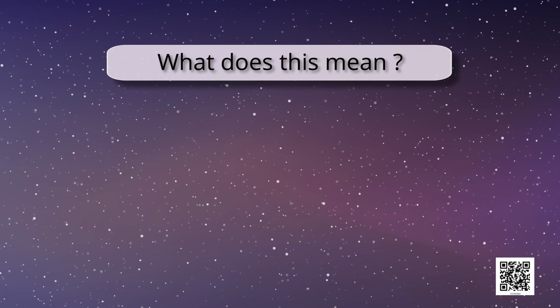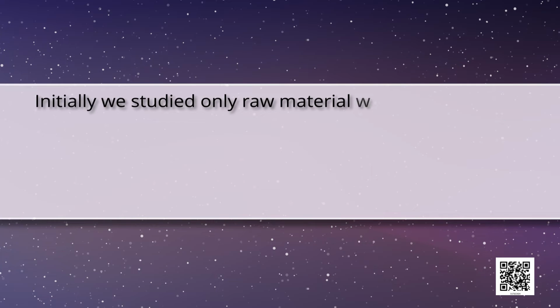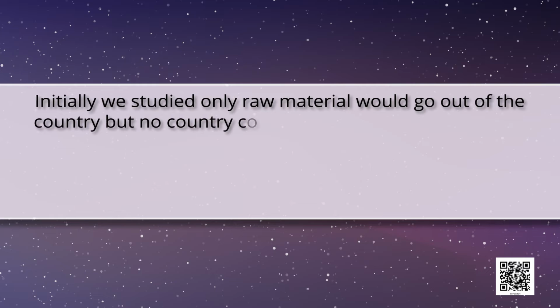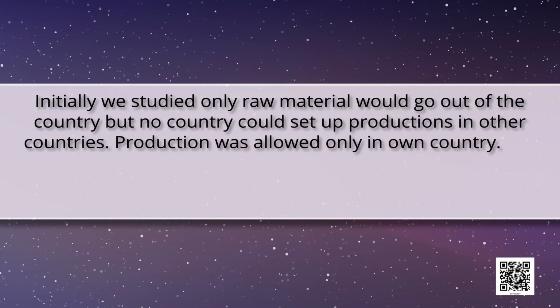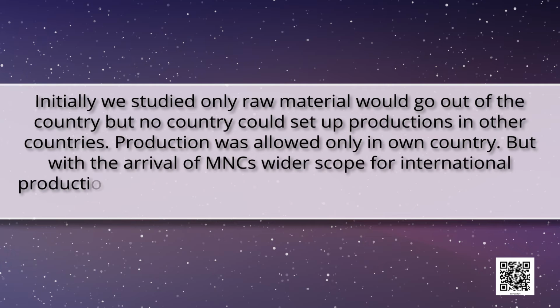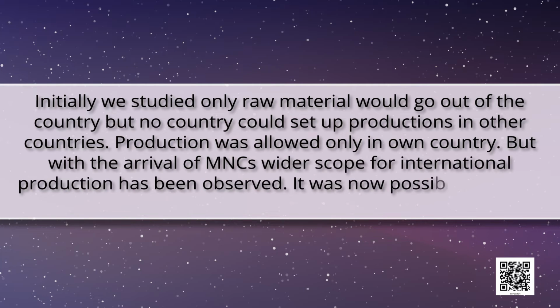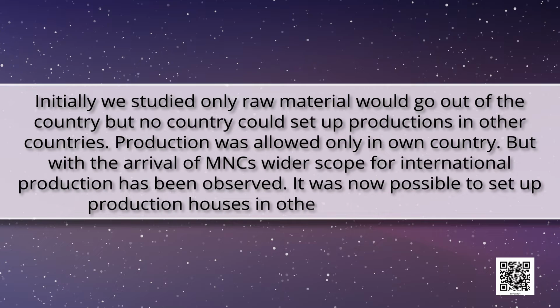Now what does this mean? Initially we studied that only raw material would go out of the country, but no country could set up productions in other countries. Production was allowed only in its own country. But with the arrival of MNCs, wider scope for international production has been observed. It was now possible to set up production houses in other countries as well. Now, let's try to understand spreading of production by an MNC.